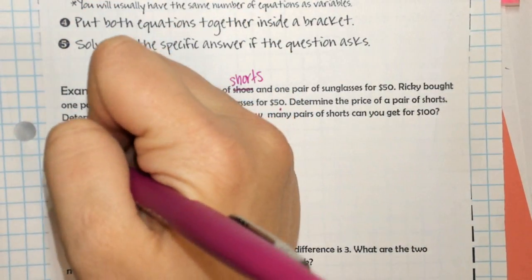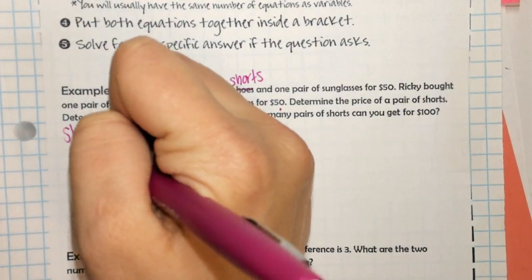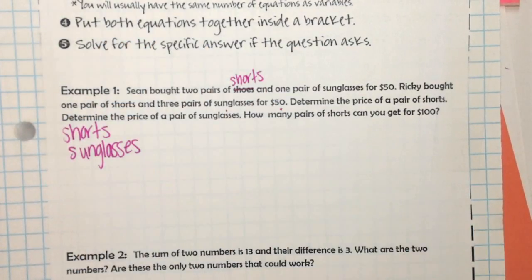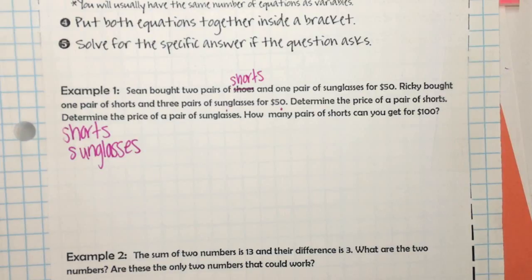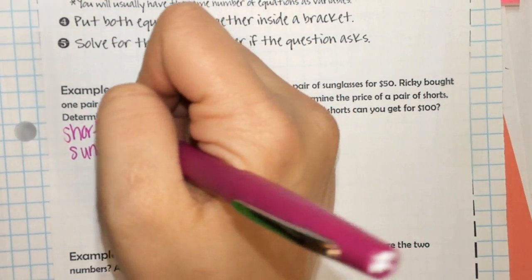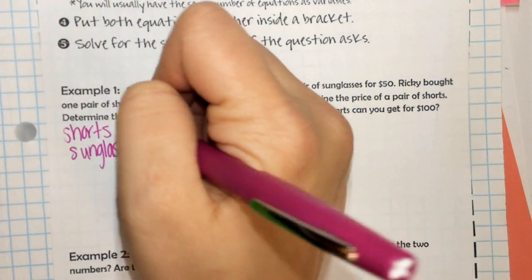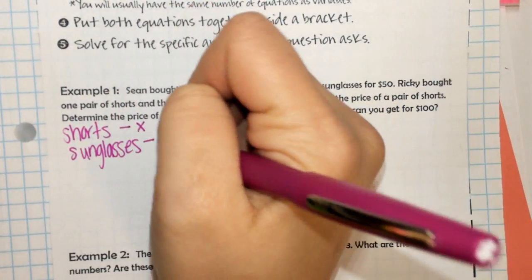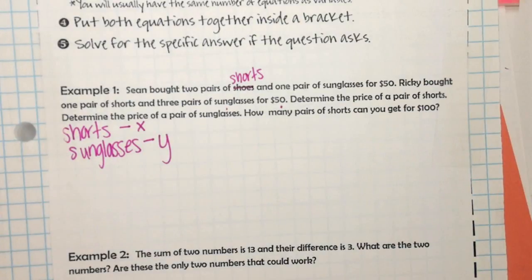It said, how many unknowns do you have as our first step? How many unknowns do we have? 2. Miracles of all miracles. Assign each unknown value a variable. So what are we going to let shorts be? And what are we going to let sunglasses be? Look at us go. Then it says, write the equations that you know based on the scenario.